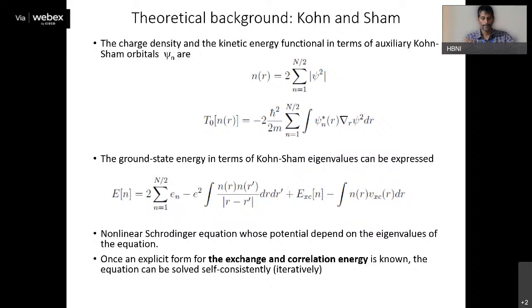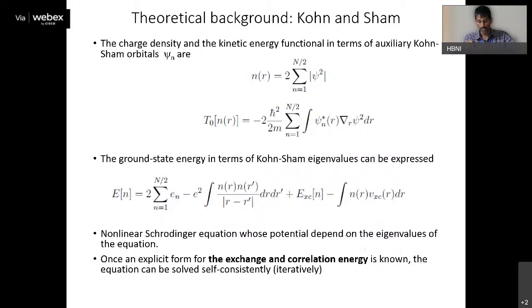And here is some basic interpretation of these auxiliary Kohn-Sham orbitals. So basically the density is given by, again, from the wave function one can construct it, and this is the kinetic energy. And now one can express the ground state energy in terms of Kohn-Sham eigenvalues, which one can extract this way. There are various terms like the energy term, and you have an exchange correlation term. If we can find out the exchange correlation potential, then one can construct the exchange correlation energy as well. And again, as I mentioned, this is a non-linear Schrödinger equation whose potential depends upon the eigenvalue of the equation. Once an explicit form of exchange correlation is known, the equation can be solved self-consistently.